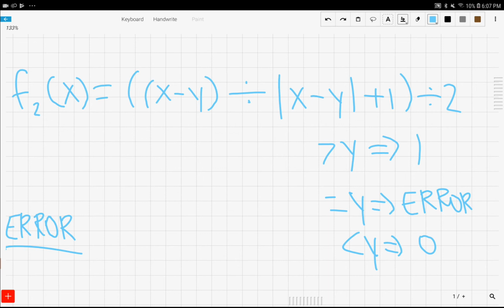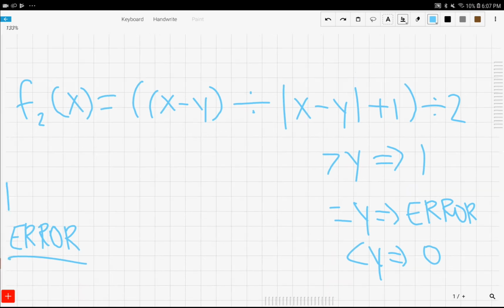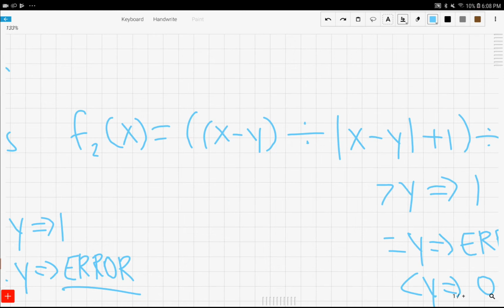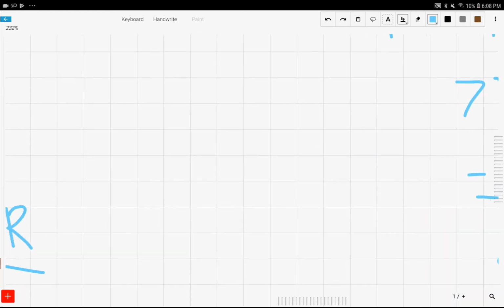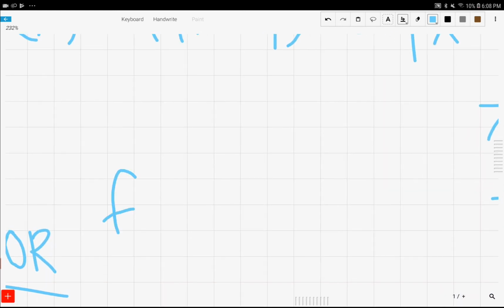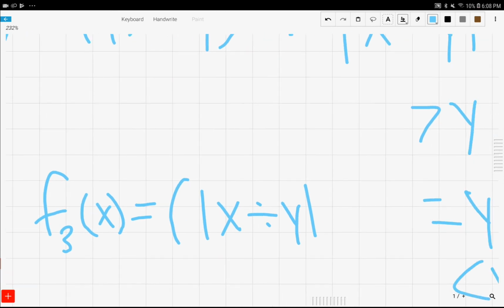So first, there's a function that can check divisibility by y. And this function is actually really simple if you take a look at it. So I'm going to find some place to write. So this is going to be called f of 3 of x. And f of 3 of x is equal to the absolute value of x divided by y factorial and to the 0 power.